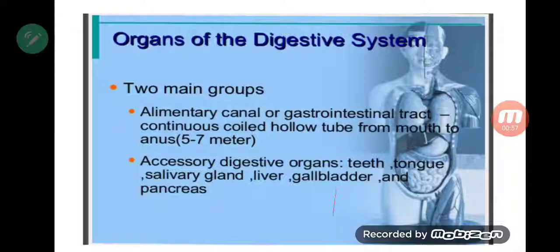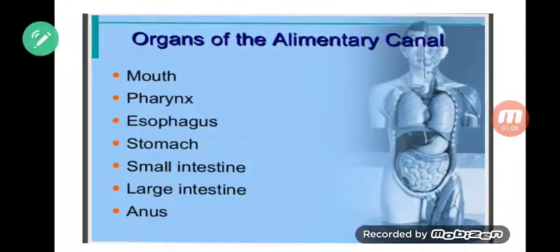Organs of the digestive system: we have two main groups, the alimentary canal and the accessory digestive system. We start with the alimentary canal, starting with the mouth, pharynx, esophagus, stomach, small intestine, large intestine, and finally the anus. These are the components of the alimentary canal.